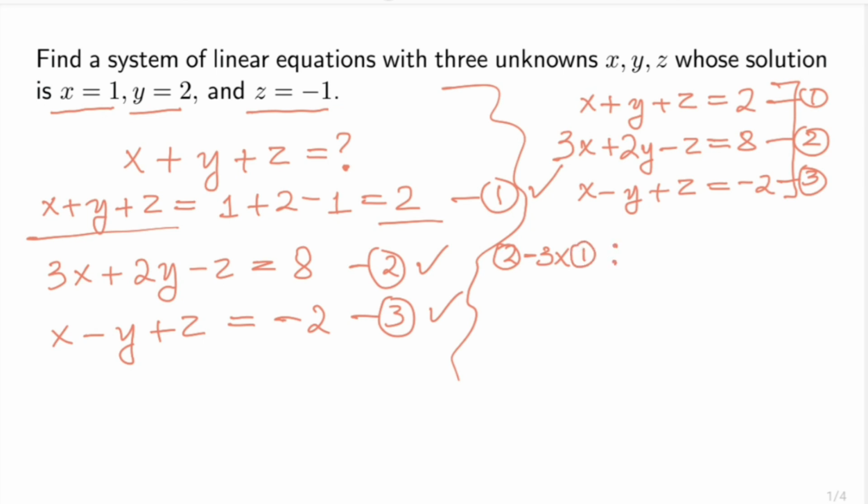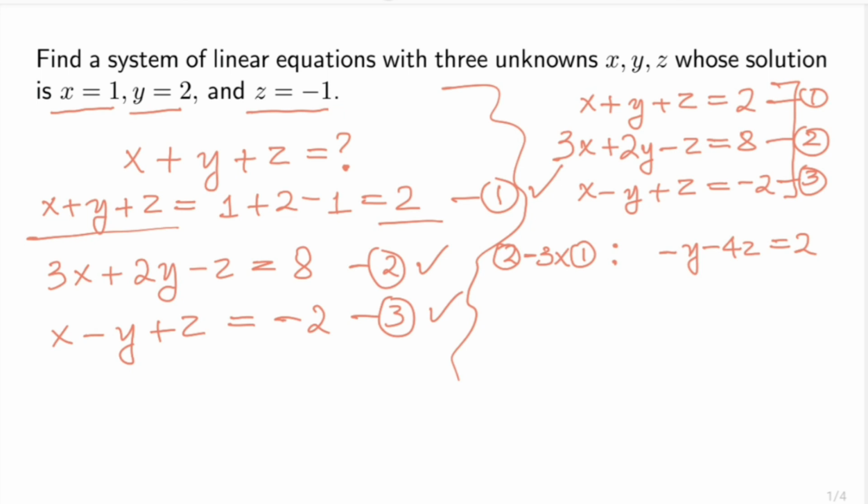What does that give us? We have 3x minus 3x, so the x's go away. Then we have 2y minus 3y, that's minus y. And then we have minus z minus 3z, that's minus 4z. And that's equal to 8 minus 3 times 2, that's 6. So 8 minus 6, that's 2. So that's our new equation.